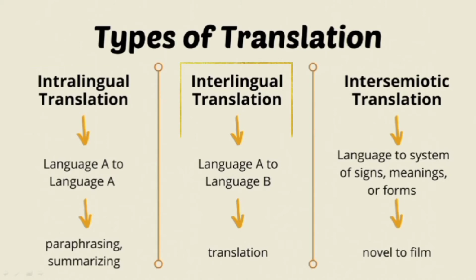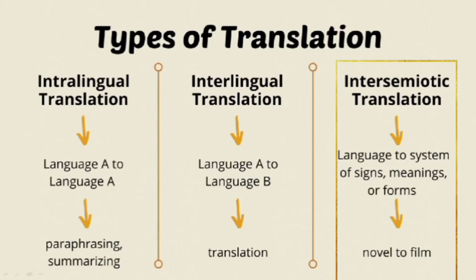Then, the interlingual translation is the rewriting of the meaning of a text in one language into another text in a different language. This is what we generally call translation today. Meanwhile, intersemiotic translation is the expression of the meaning of a written text in a language into a different system of signs, meanings, or forms. What can be included in this process is the adaptation of a novel into a film.